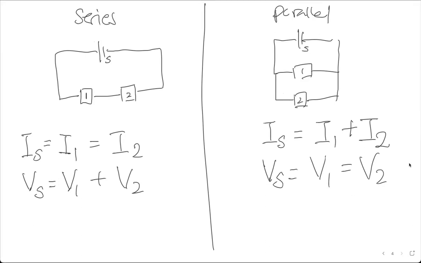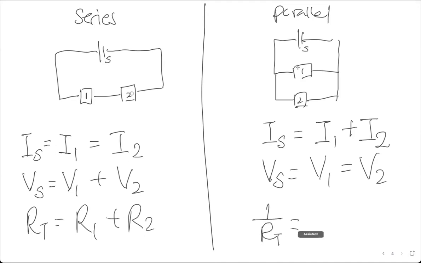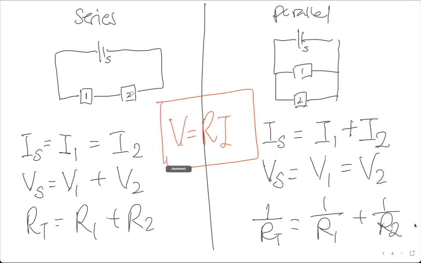Then for resistance, total resistance in this case is just R1 plus R2. I just add R1 plus R2 to get the total resistance. Whereas for parallel, 1 over total resistance is equal to 1 over R1 plus 1 over R2. If there are 3 paths, there'll be 1 over R3, just add on more. So this is a summary of what we learned today. On top of that, you also need to know V is equal to Ri. So this is the whole big summary of what I went through today.